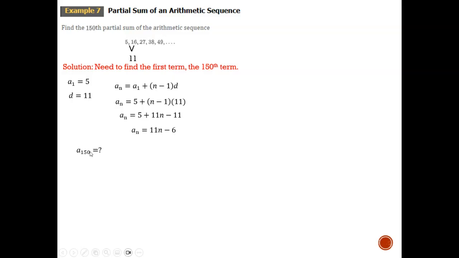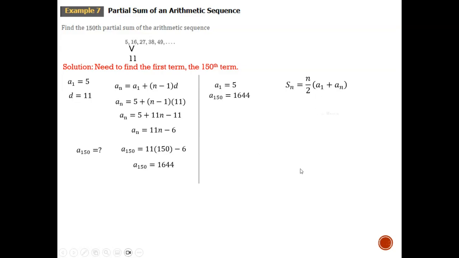So now I'm going to use that to find my 150th term. So n is 150, plug that in. 150 times 11 minus 6 gives me 1644. So now I use my sum formula. I needed the first term. I needed the 150th term. I know there's 150 terms. That's my n. So all of that gets plugged into the formula.